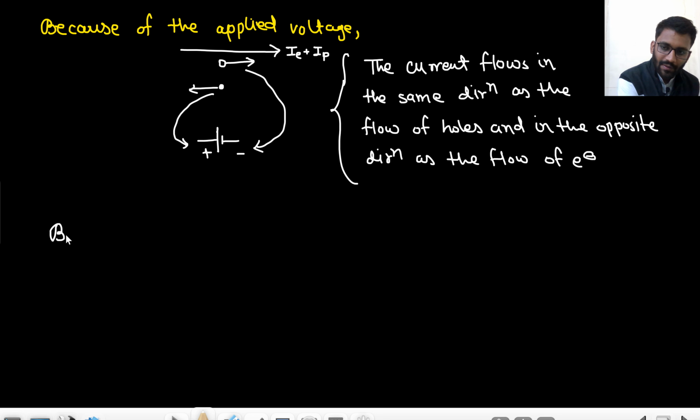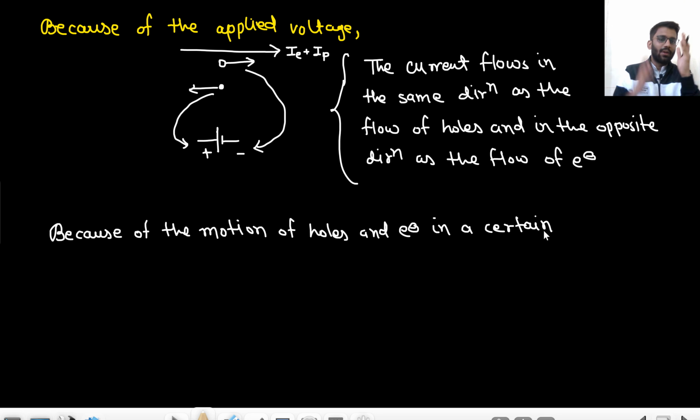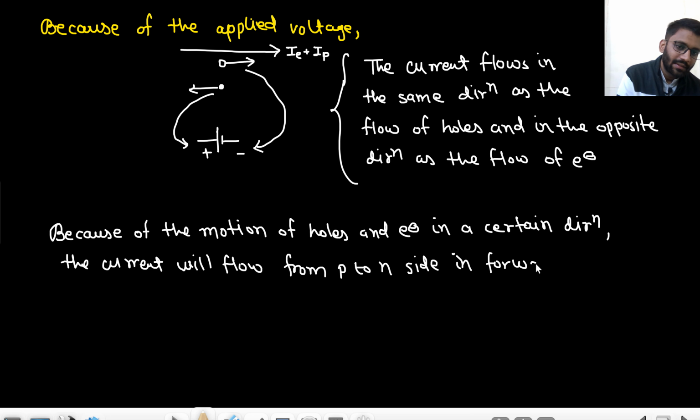Because of the motion of holes and electrons in a certain direction. These motions are not random. All the holes will be traveling in this direction, all the electrons will be traveling in this direction. Because of the motion of holes and electrons in a certain direction, the current will flow from P to N side in forward bias. So in forward bias, the current flows from P to N side.